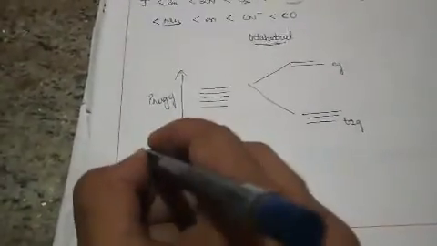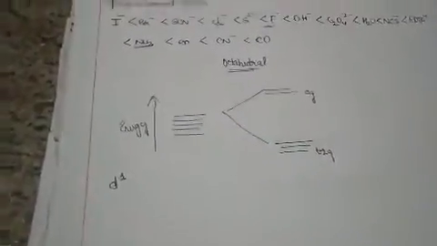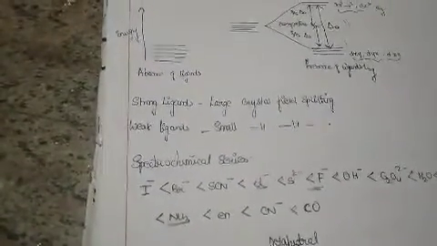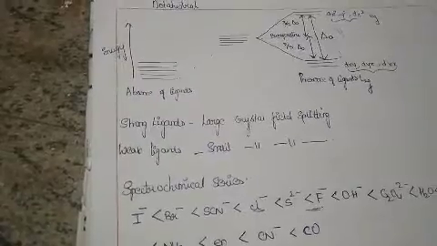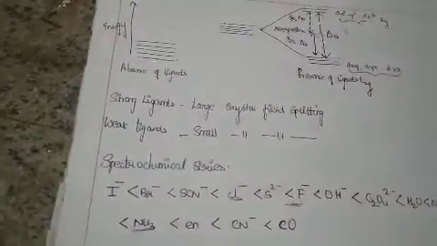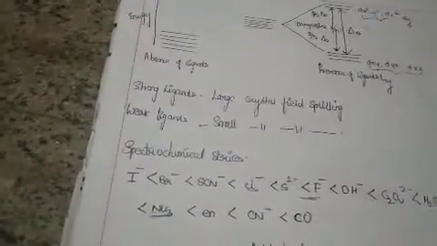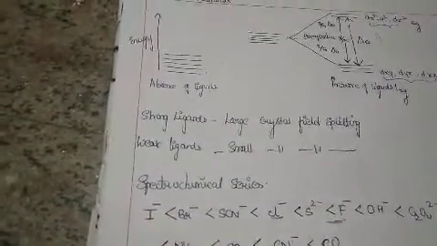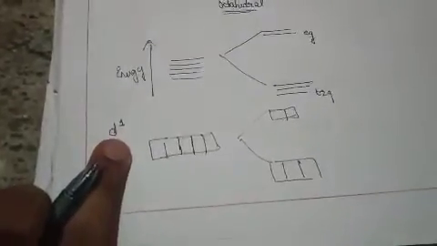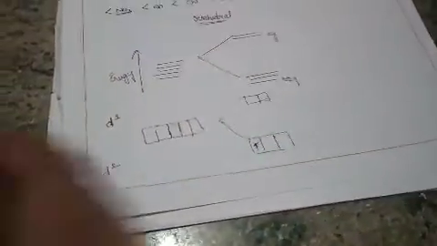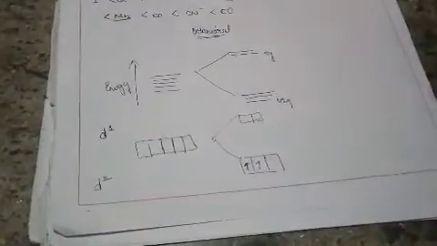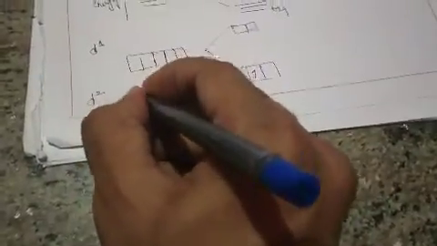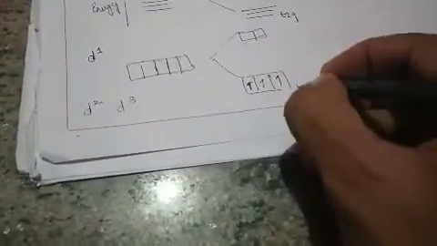But what about the configuration? For example, if you have a d1 electron, where does it accommodate? Of course, if you write the box diagram, it will be more clear for you. First it is split into 2 sets, and the second one has 3 sets in this way. When a d1 is present, it will accommodate in the lower energy, that is over here. When it has a d2 configuration, following Hund's rule, it will be accommodated over here.